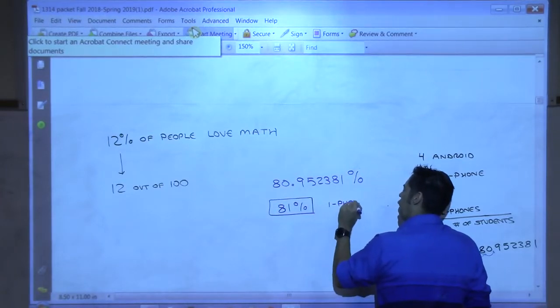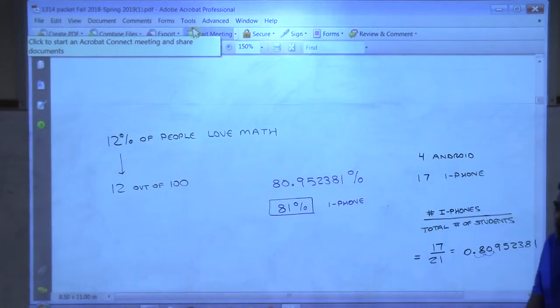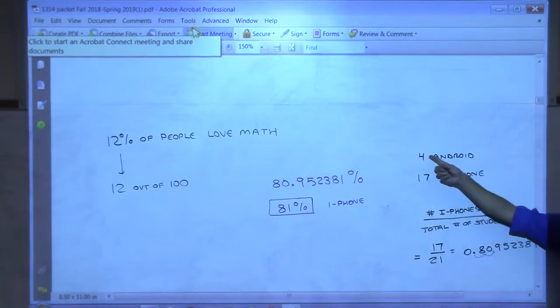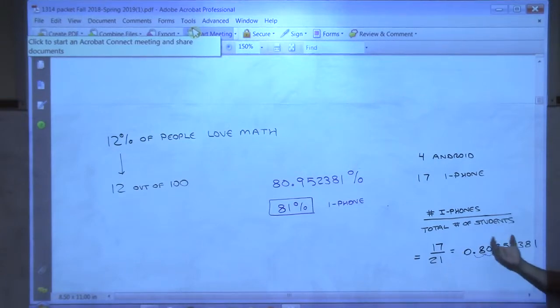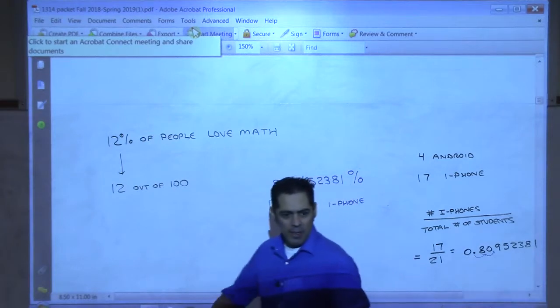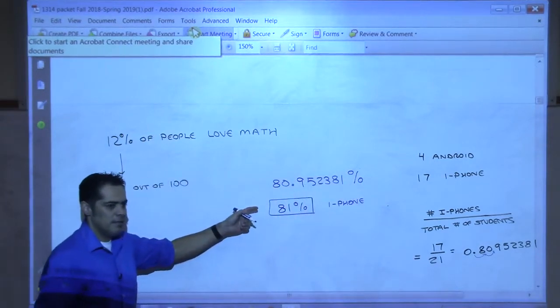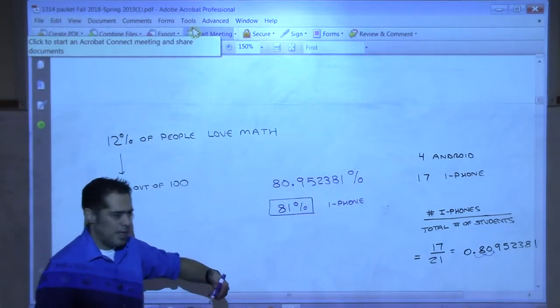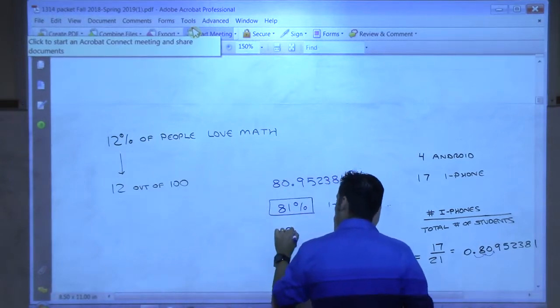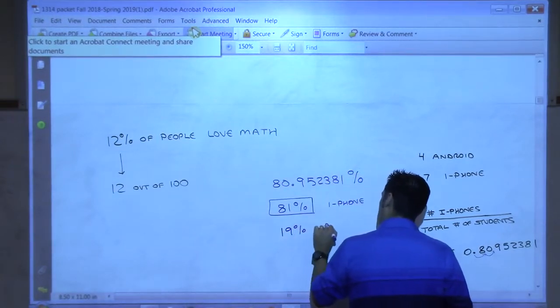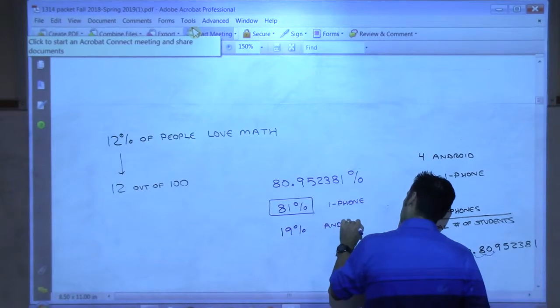All right? Now, if 81% are iPhone, then what percent are Android? 19. Yeah, we could do this computation again, right? We could do 4 divided by 21 and we would get the percentage. But you can also just think that it has to add up to be 100%, right? So just take 100% and subtract this, and that's 19%. So 19% are Android.